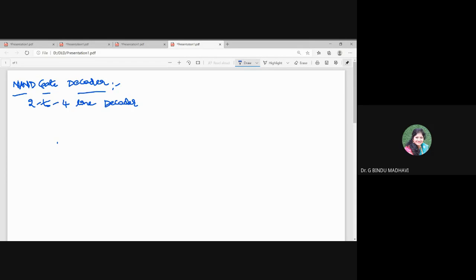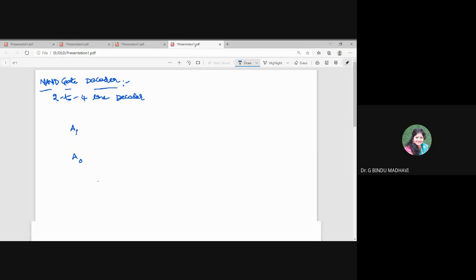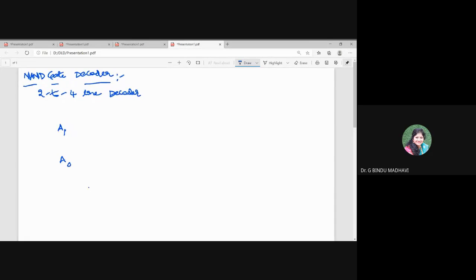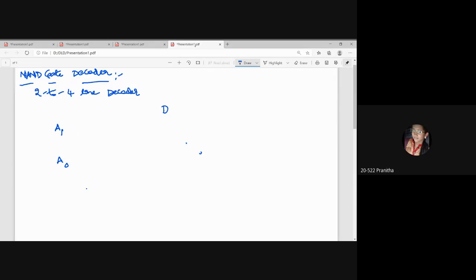So 2 to 4 lines, how many inputs will be there and how many outputs will be there? Two inputs, four outputs, ma'am. Right. So I can take the inputs as A1 and A0. What will the outputs be? D0, D1, D2, D3. Right. These are the outputs of which gates? NAND gates. Here we are using the NAND gate, no?